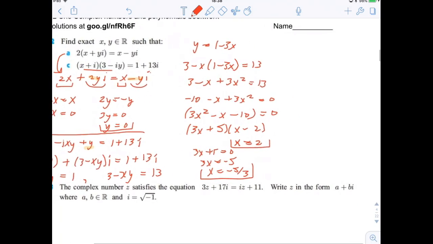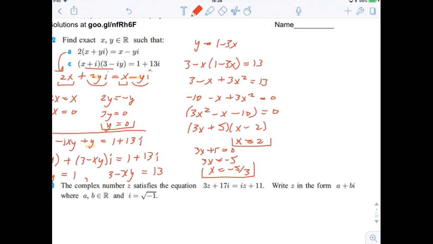Okay, and then let's find the y value that corresponds to that. So y equals 1 minus 3x. So y equals 1 minus 3 times 2. That's one of the solutions, okay? It's equal to negative 5. Okay, so that's the solution where x equals 2. So x equals 2 is paired with y equals negative 5.